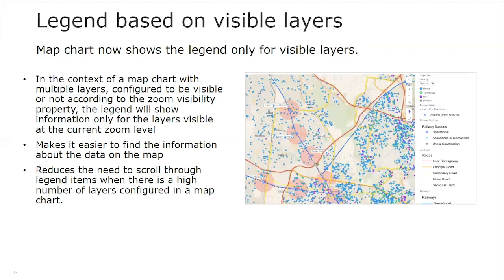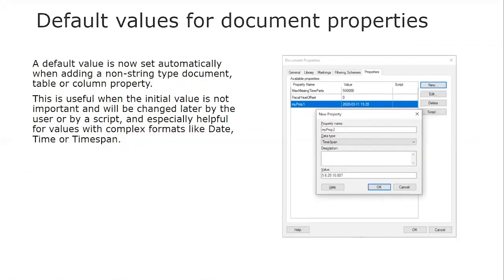The second improvement to the map chart is that the legend now only shows the visible layers. That means it's easier to find the information about data on the map, and it reduces the need to scroll through the legend items. Spotfire map charts are able to have a very high number of layers that are shown at different zoom levels. And now that the legend only shows those that are visible at the moment, that makes the information more clear.